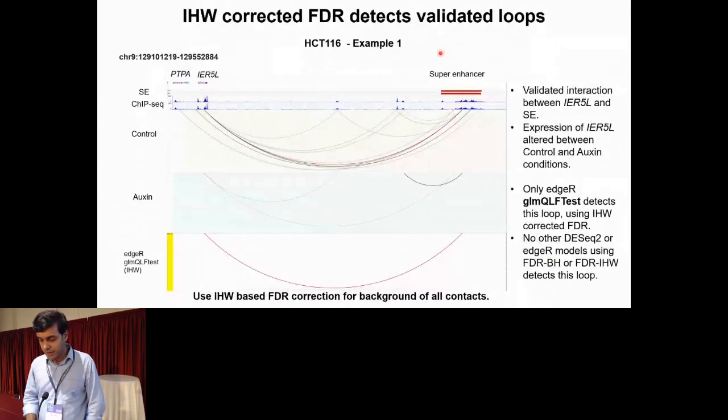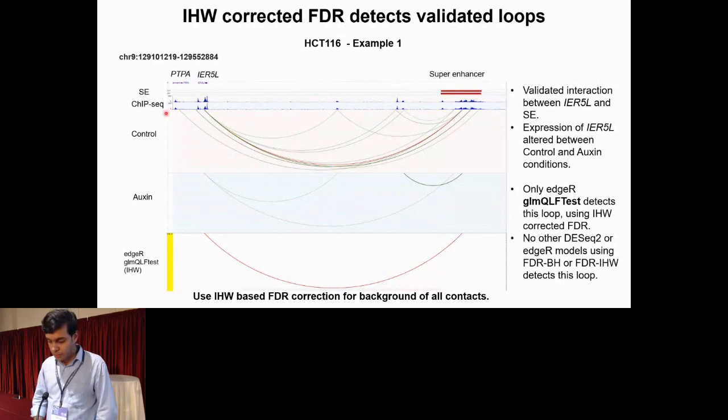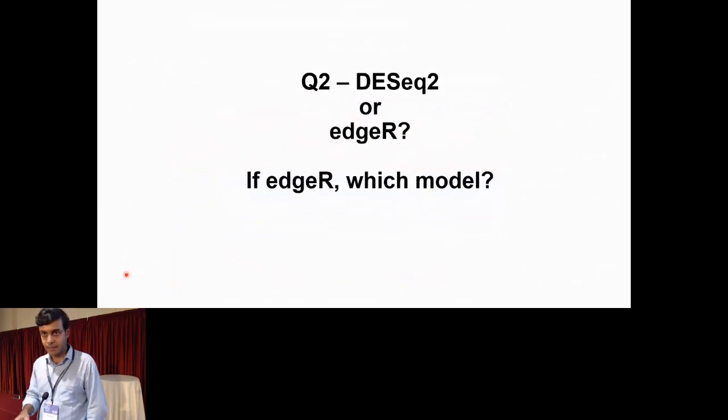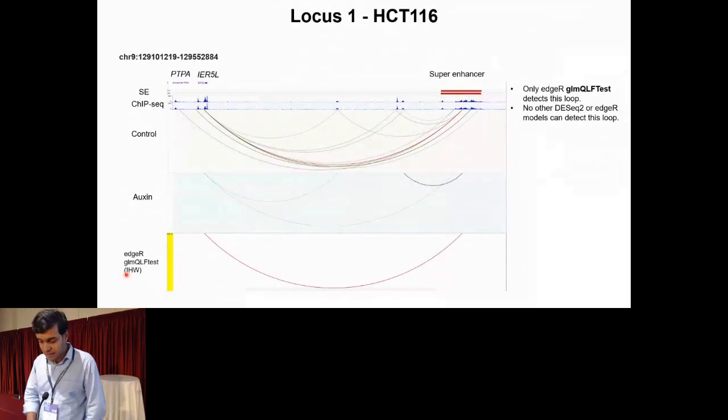And if you go for the locus specific example, for example, the colorectal cancer data, this IER5L gene and the super enhancer. So this red colored loop was validated in the literature. So this is an important differential loop between the control and auxin treated condition. And we are finding that IHW corrected FDR reports this loop, but not the conventional BH corrected FDR. Now the second question is which model, DESeq or HR, or even within HR, which particular model? Again, going back to the locus specific example, we see that the GLM with quasi likelihood F test and IHW FDR correction only reported the differential loop. Okay, no other DESeq or even HR exact test model reported that loop.